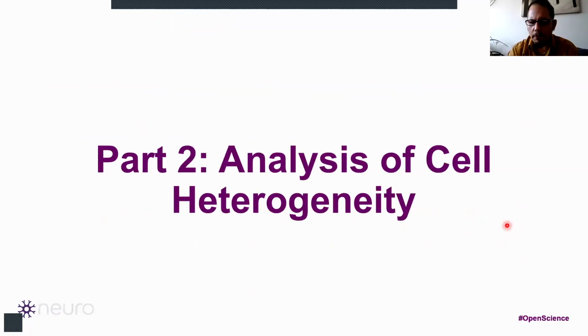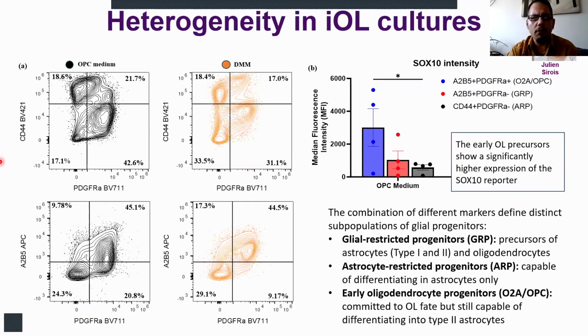So first of all, with the help of Julien, our cytometry expert, we defined a set of markers, as I showed you in the first scheme, to try and isolate subpopulations of progenitors in these cultures. Because the first question we asked is whether we might have some degree of cells that don't complete the differentiation, but still lie around and have the potential to remain progenitors and perhaps become astrocytes instead of oligodendrocytes.